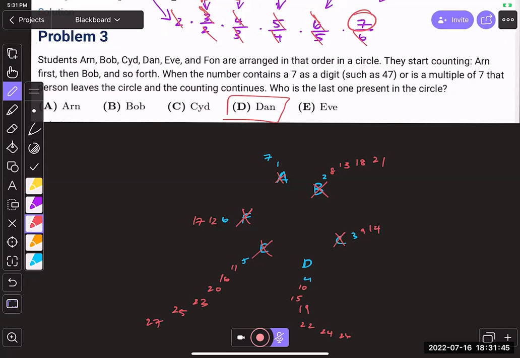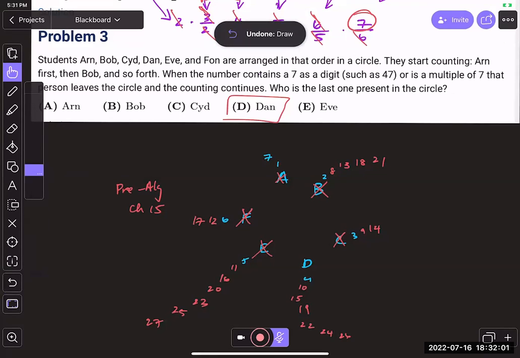This is pre-algebra chapter 15, I want to say 15.2 or so, that's where you see this idea. Sometimes just drawing a picture and working it out the exact way the problem says is the easiest way to do it. If you try to do any math, it's just going to be even harder. So that's what we see here.